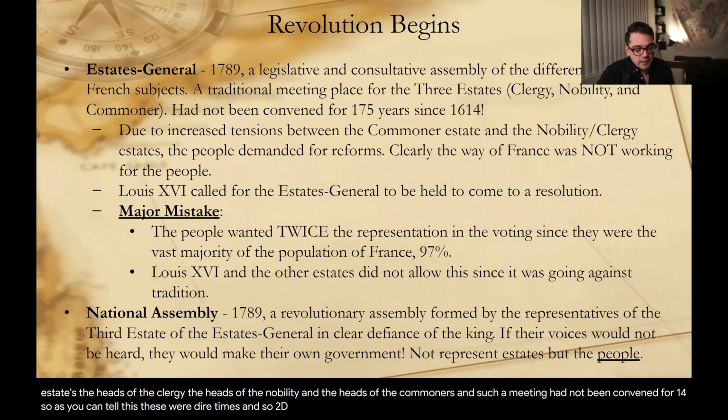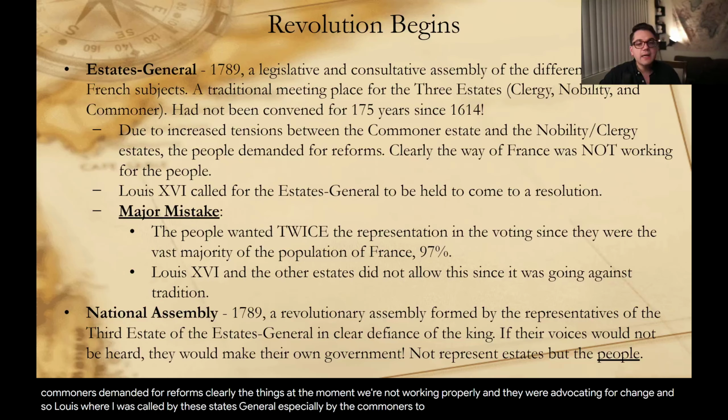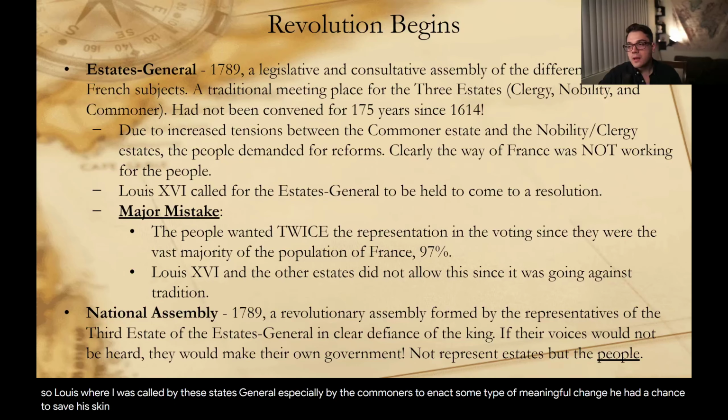And because of all these increased tensions, the commoners demanded reforms. Clearly, things at the moment were not working properly, and they were advocating for change. And so Louis was called by the Estates General, especially by the commoners, to enact some type of meaningful change. He had a chance to save his skin. But he allowed a major mistake to slip by him, because this was the moment where he could have just turned everything around.